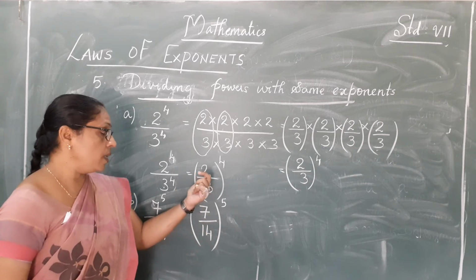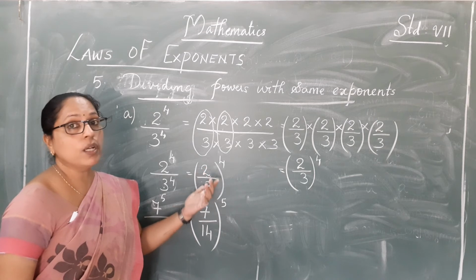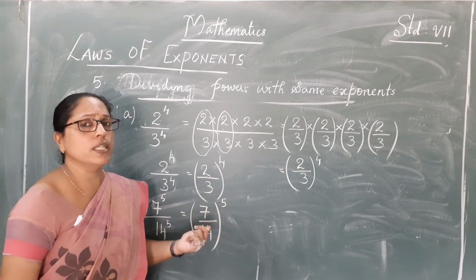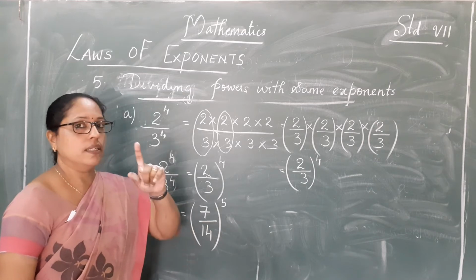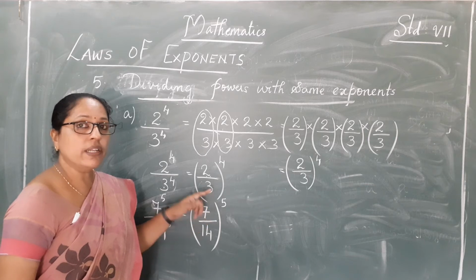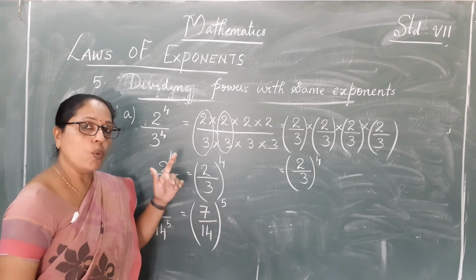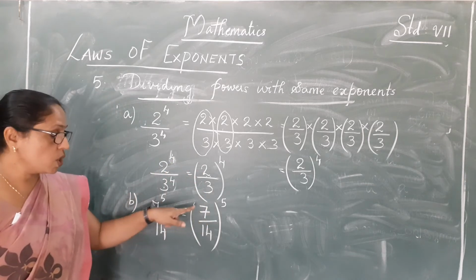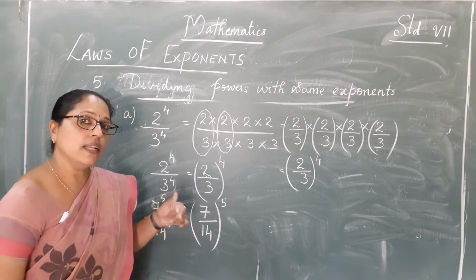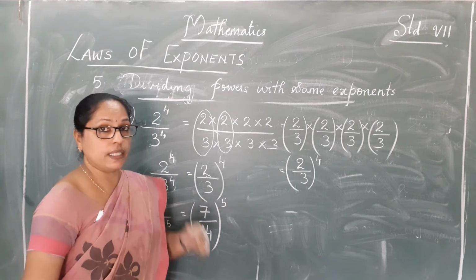In the previous one, 2 and 3. They don't have any common factor. Right? 2 and 3. What is the highest common factor? Yes, its highest common factor is 1. So, they are not having any other factors other than 1. But here, when you check these bases, 7 and 14, check whether they can be simplified.